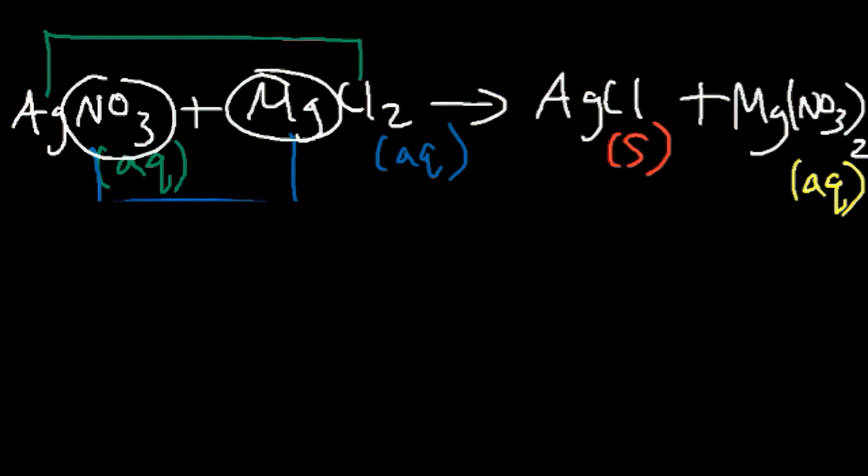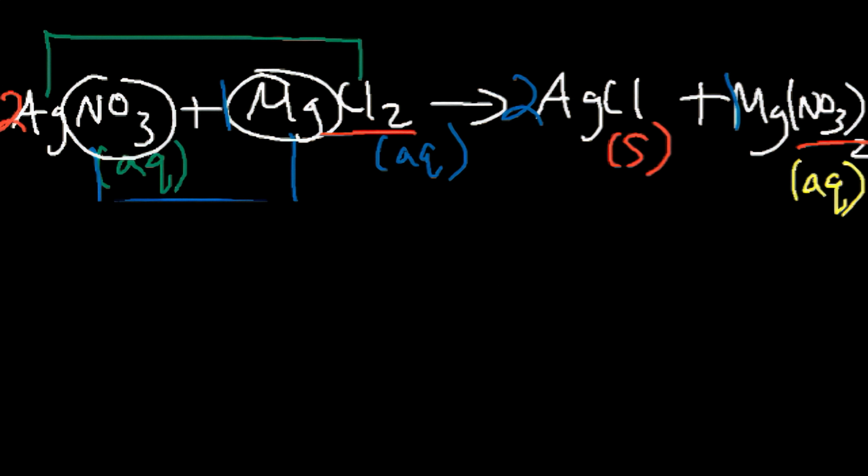So now what we need to do at this point is balance the reaction. So we have 2 nitrates on the right side, so we got to put a 2 in front of AgNO3. And we have 2 chlorines on the left side, so we need a 2 in front of AgCl. And now the reaction is balanced.